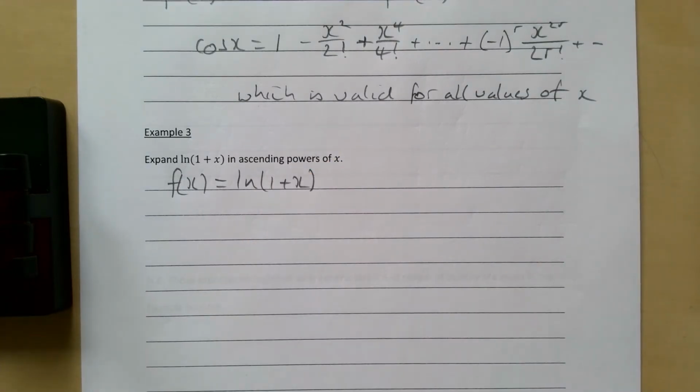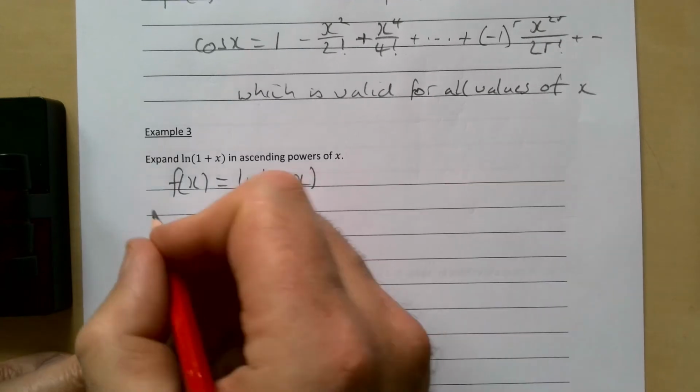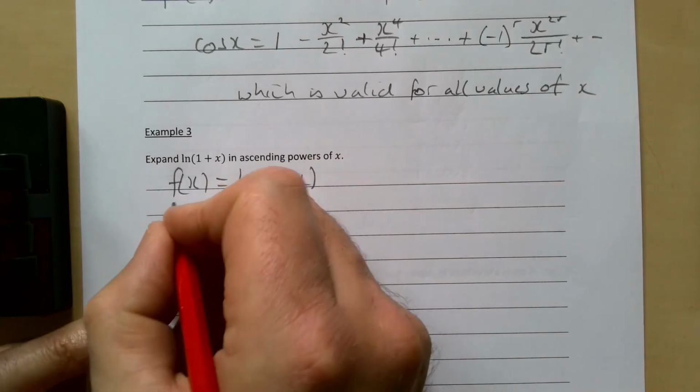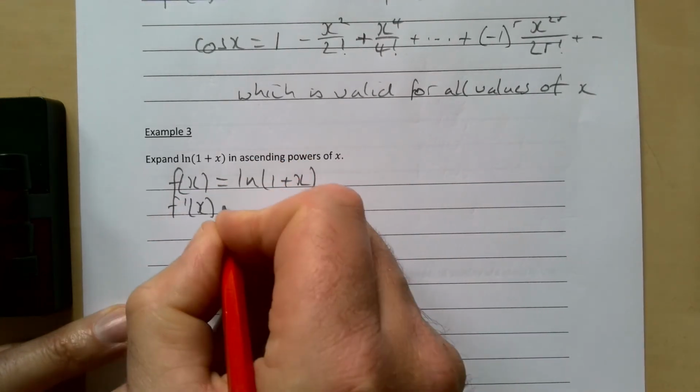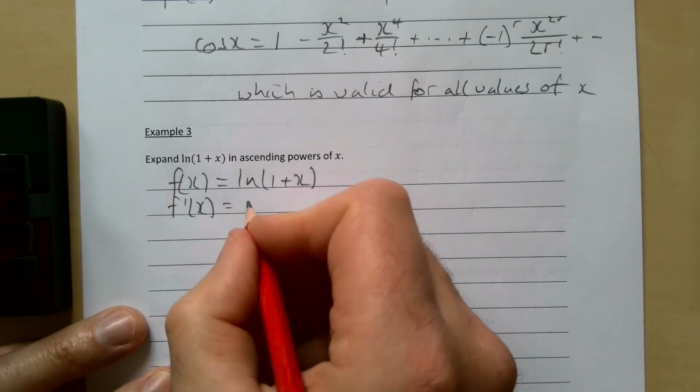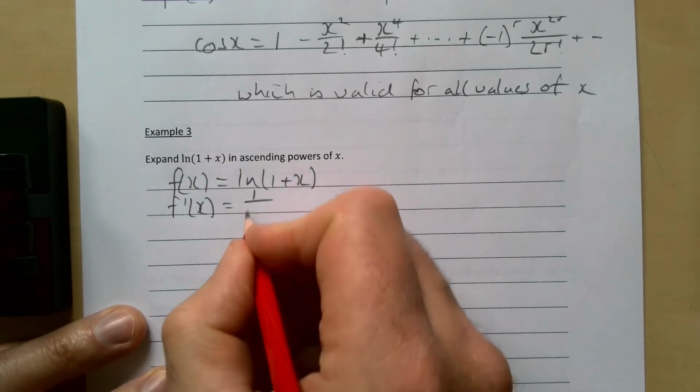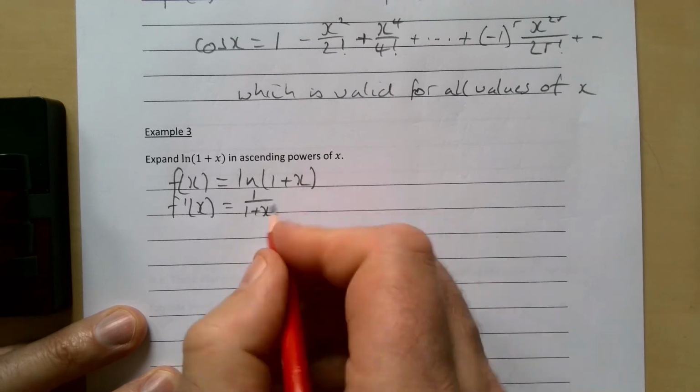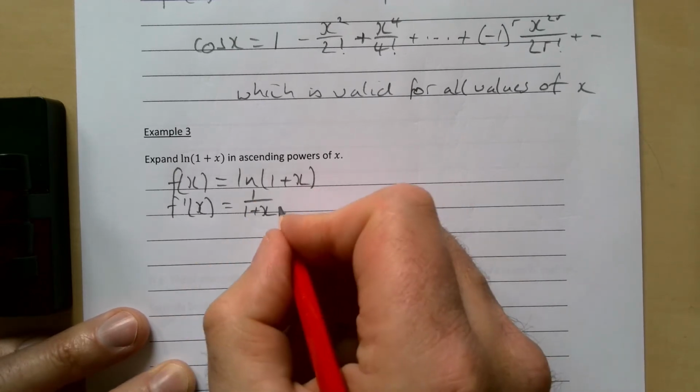And let's see what we're going to have for this. Let's start to differentiate it. f'(x) is going to be 1 over 1 plus x. I hope we're okay with that. Differentiate the bottom, you get the top, so it's like our ln function.